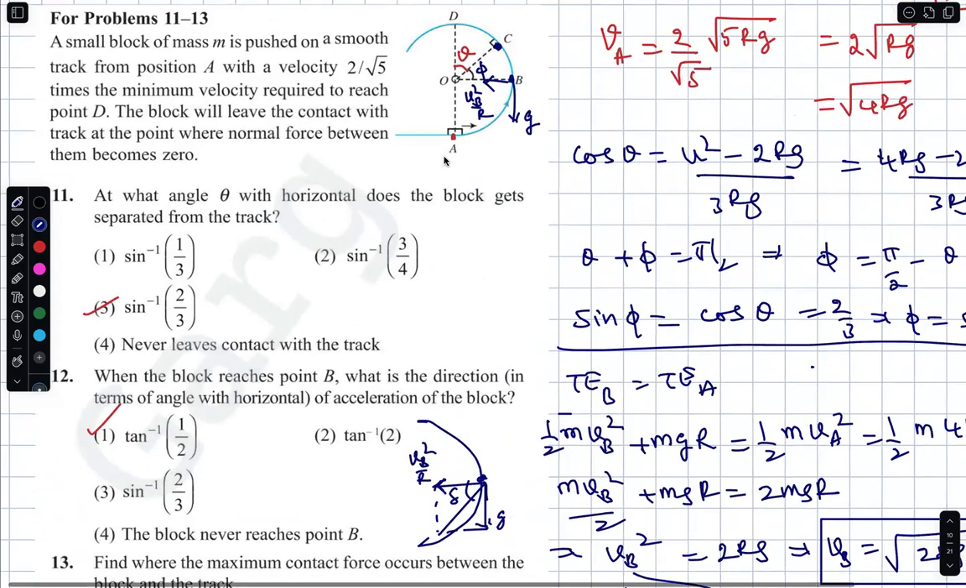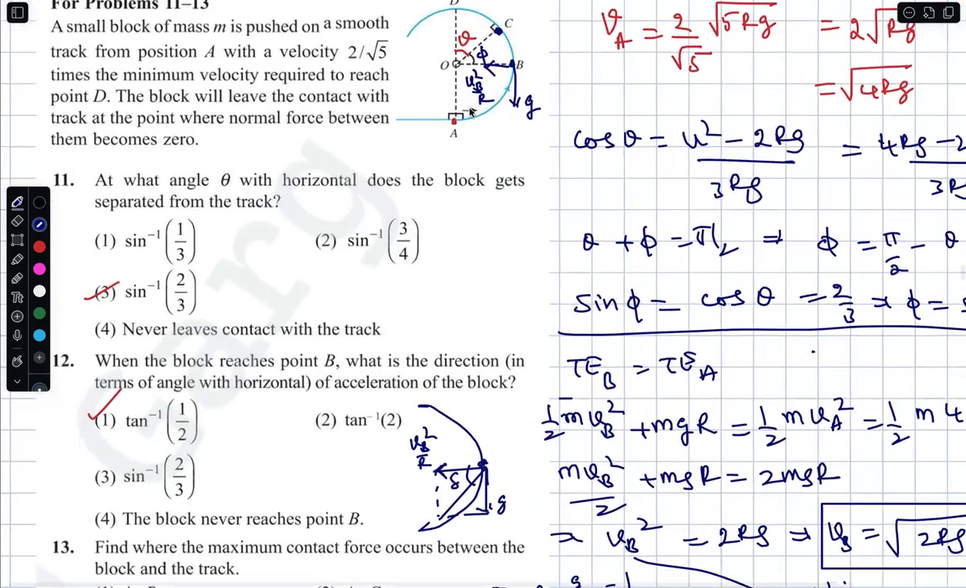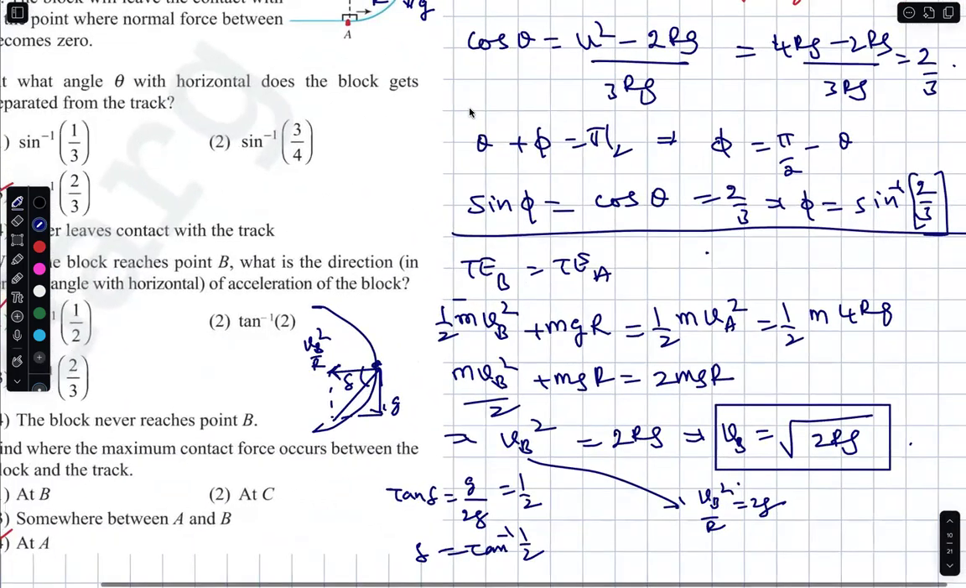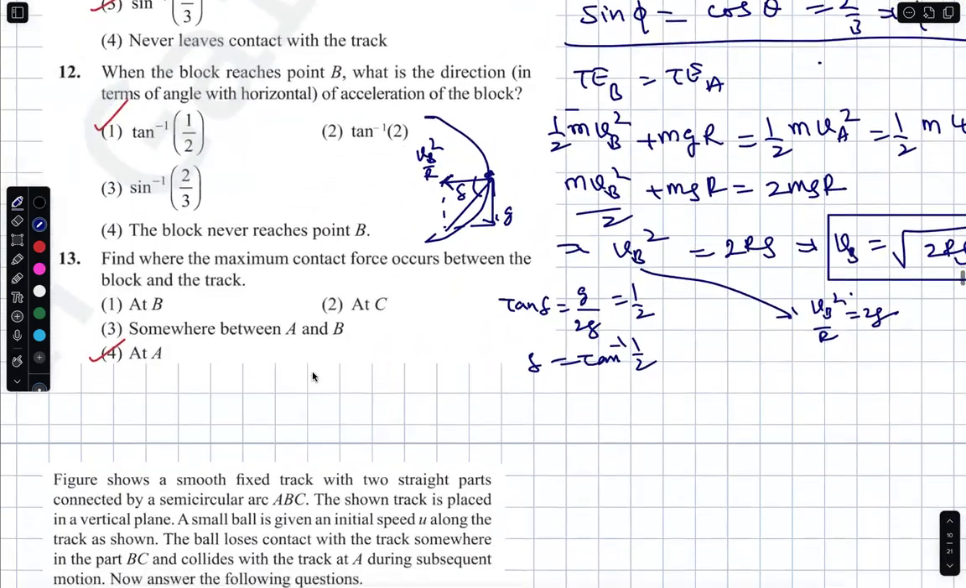Between A and B, I have conserved energy. Total energy at B is equal to total energy at A. With this, I have found the VB value. VB square by R I got as 2G. So one acceleration is 2G toward the center. Another acceleration is G vertically down. So I want with respect to horizontal. Tan delta is vertical by horizontal. G by 2G, 1 by 2.